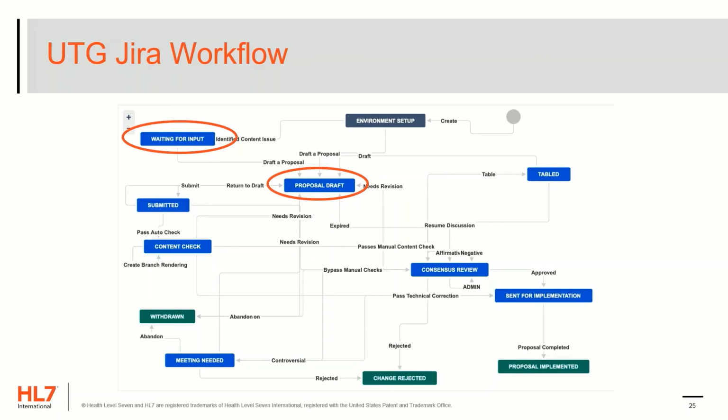From there, a submitter can draft a proposal once the design solution has been determined. Once the proposal has all relevant information along with the proposed changes, the ticket can be submitted, and it goes into the submitted state. The terminology curator will perform validations in the content check state, and if it's okay for review by the HL7 community, it gets pushed into the consensus review state.